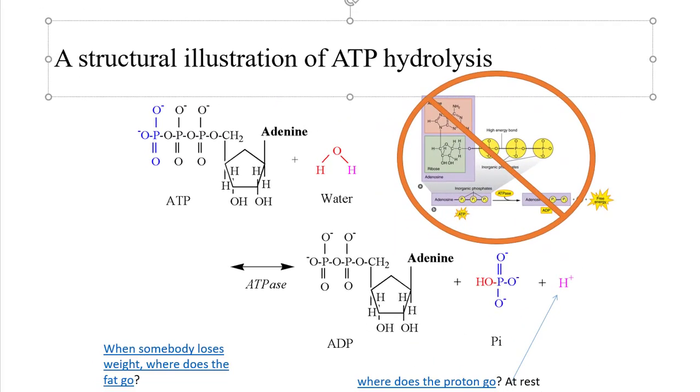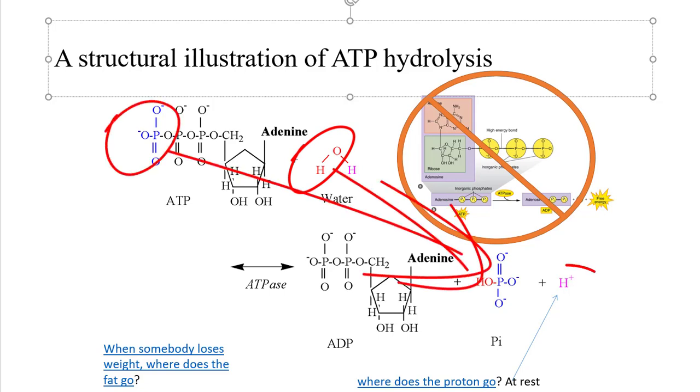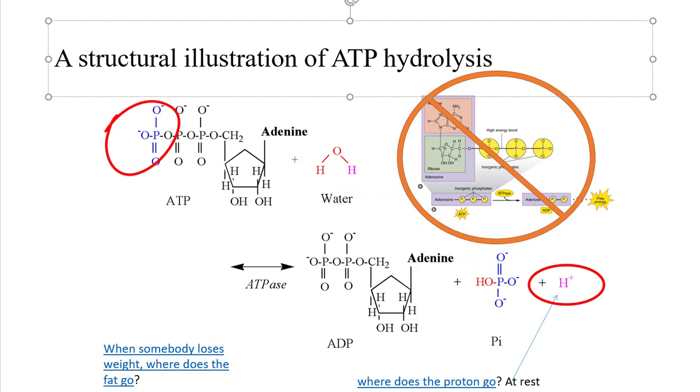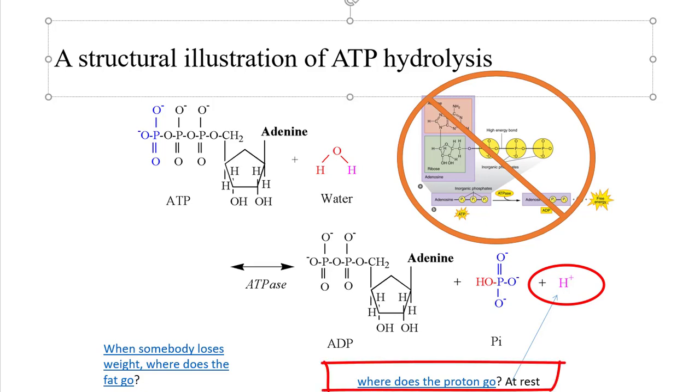In detail, this slide is a structural illustration of ATP hydrolysis. As you see, OH- from the water molecule combines with the last phosphate group to become inorganic phosphate and releases 1 proton. The proton released from the hydrolysis of ATP remains in the cytosol and can contribute to acidosis. So the next class will study the question, where does this proton go?